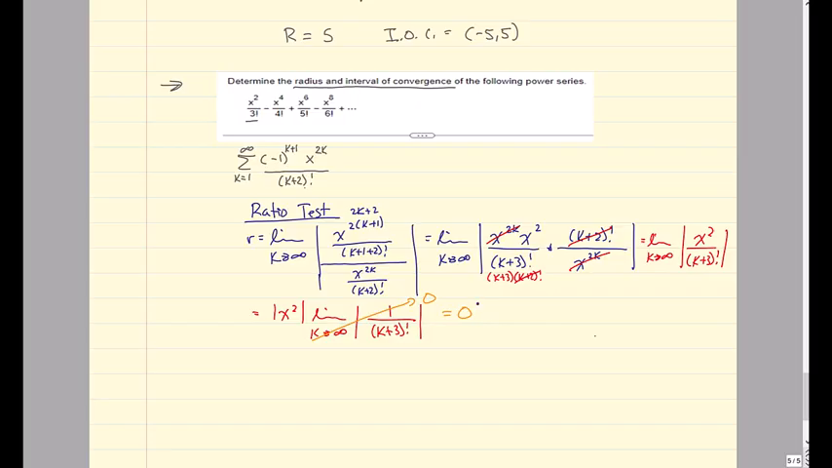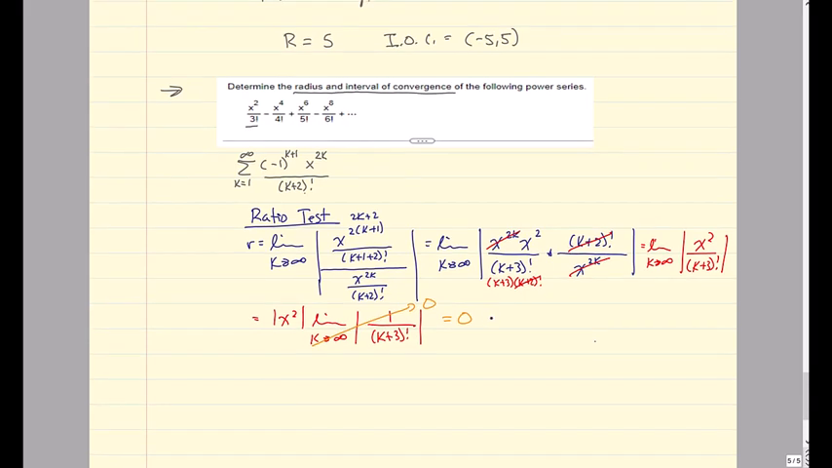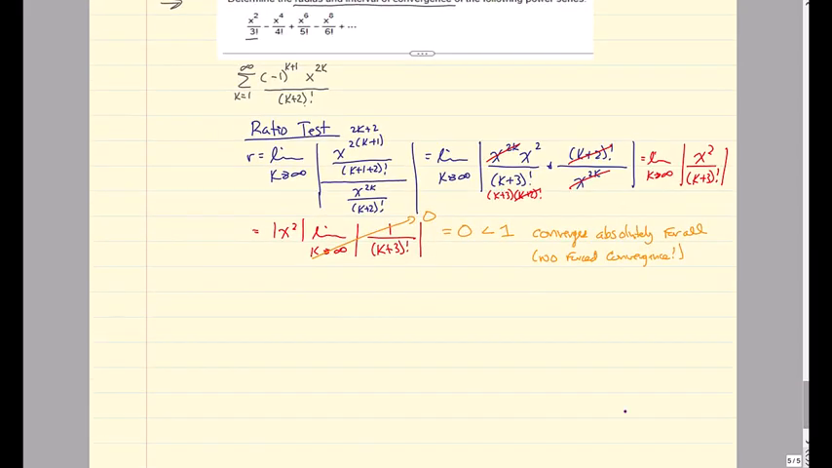And if we go back and look at our test sheet of all the different series tests, for the ratio test, 0 is less than 1. So therefore this converges absolutely for all x. Now, I didn't have to force convergence here. 0 is less than 1. No matter what I do with x, this is going to be less than 1. So that's why it converges absolutely for all x.